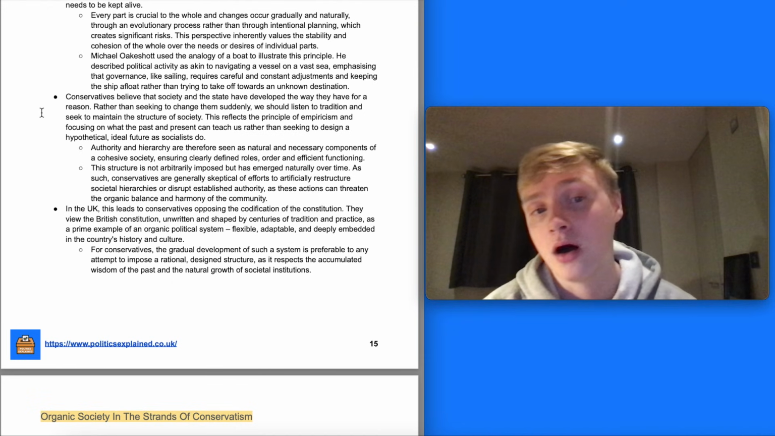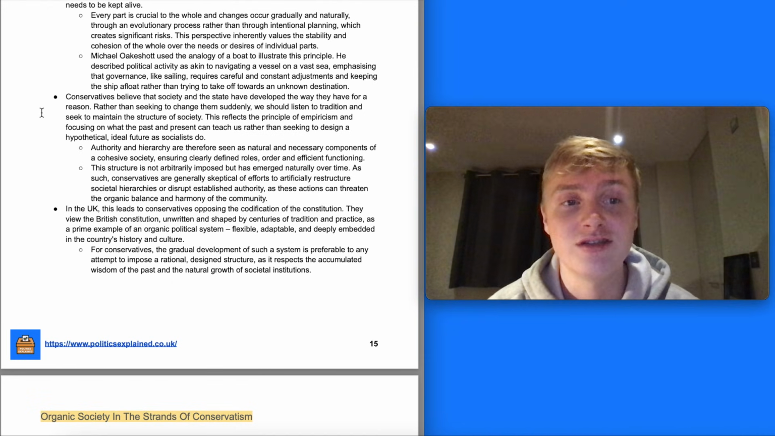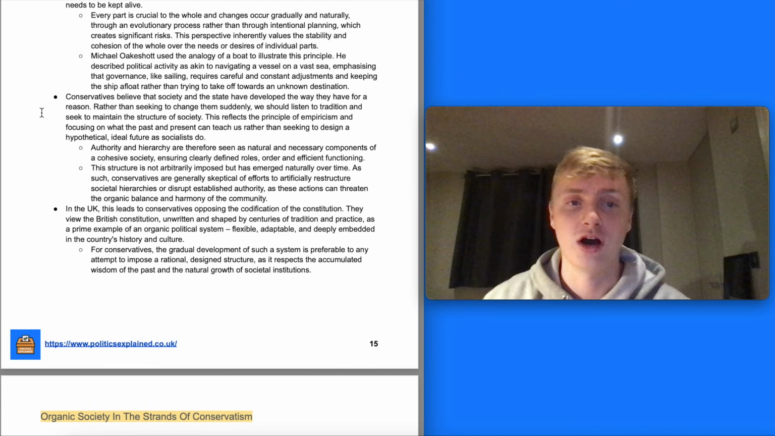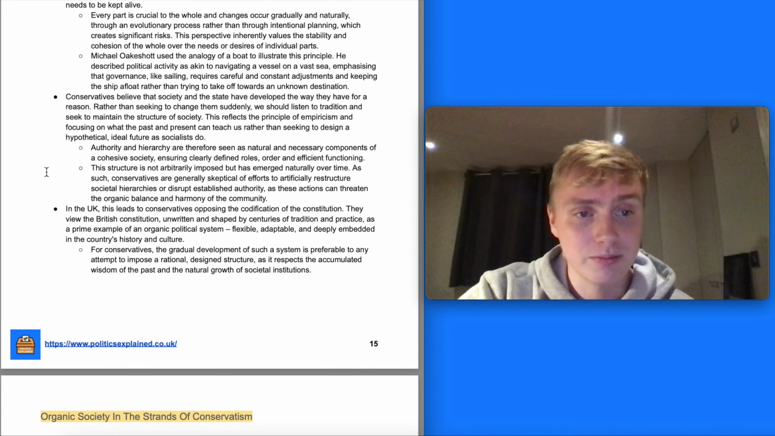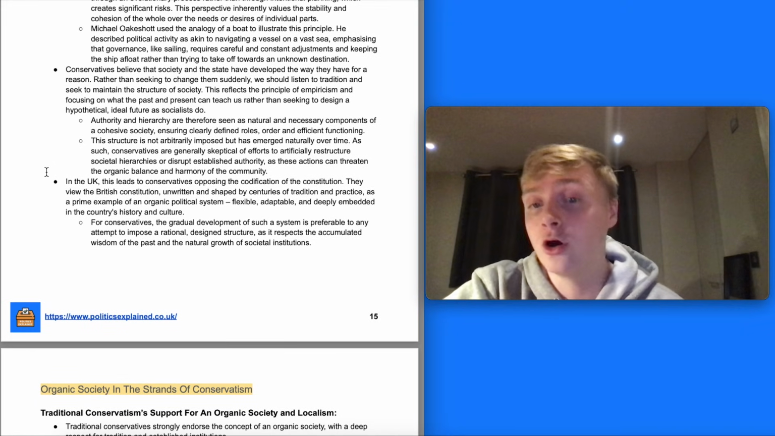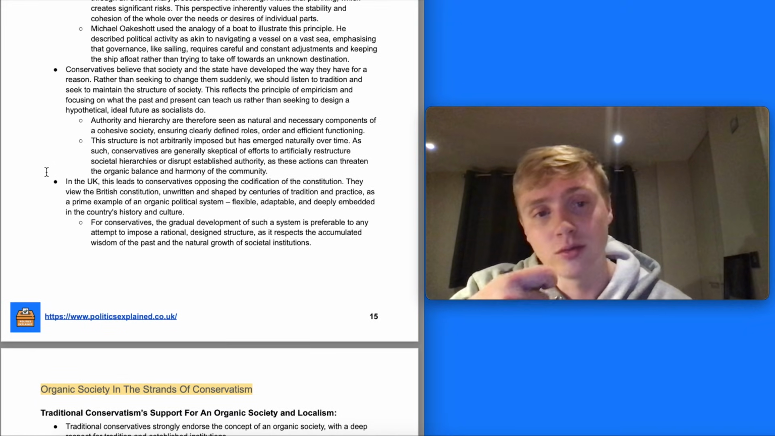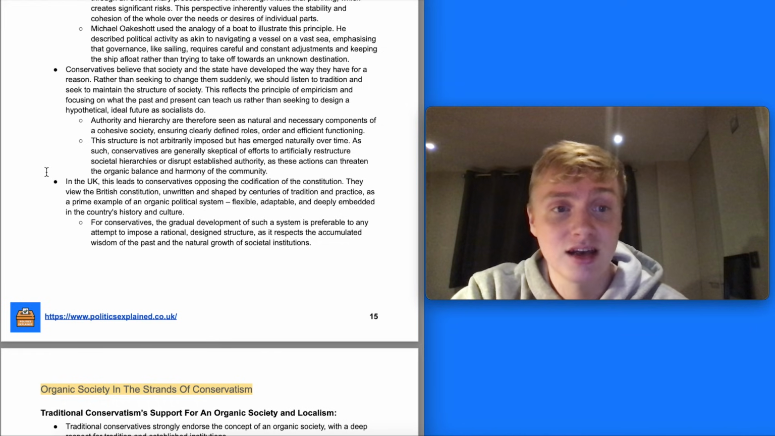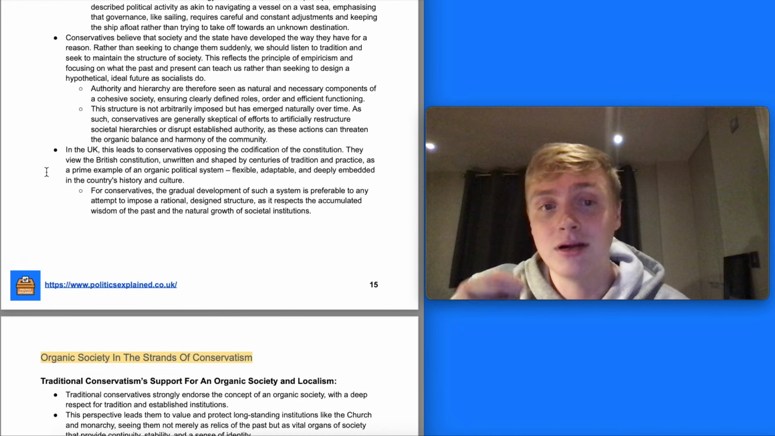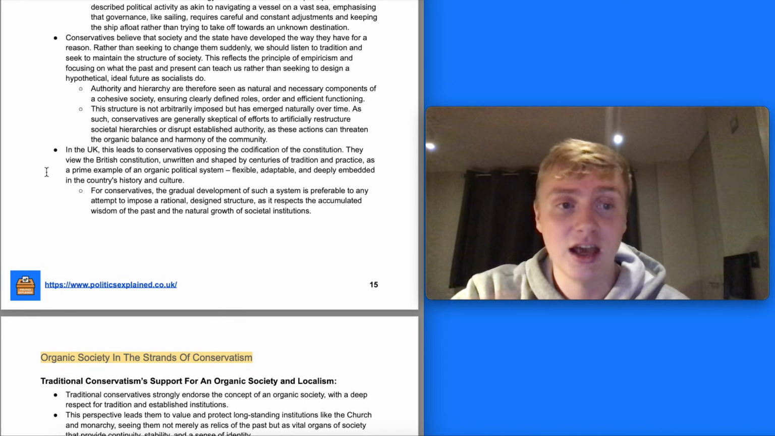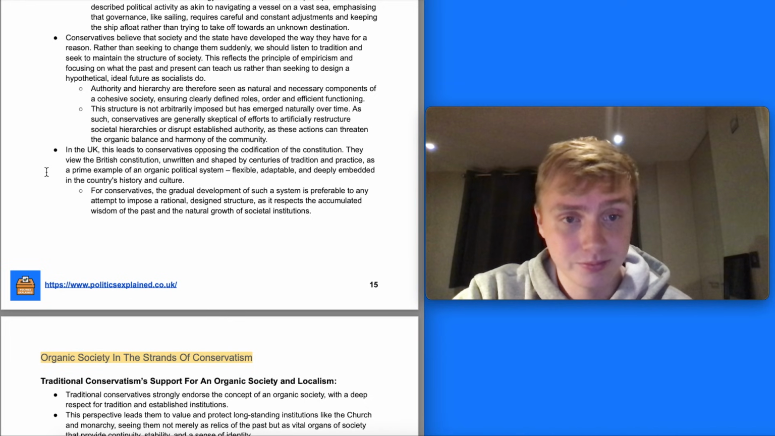And this structure is not arbitrarily imposed, but has emerged naturally over time and should therefore be listened to, rather than trying to design something different. In the UK, this leads to conservatives opposing codification of the Constitution. So they view the British Constitution, unwritten and shaped by centuries of tradition and practice, as a prime example of an organic political system, which is flexible, adaptable, and deeply embedded in the UK's history and culture.